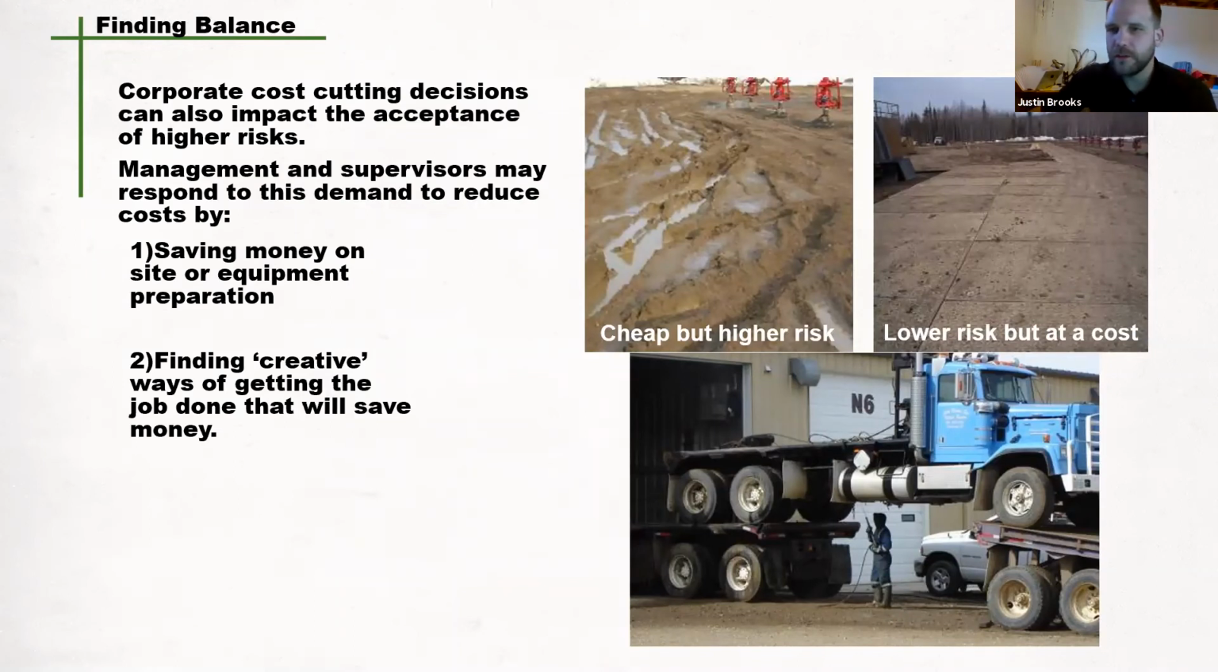Companies and corporations can view cost cutting as a gain or contribution to profits. These measures need to be balanced so that decisions on cost cutting do not explicitly or inadvertently send a message that higher levels of risk are acceptable. The decisions by managers and supervisors need to be assessed against the risk introduced.